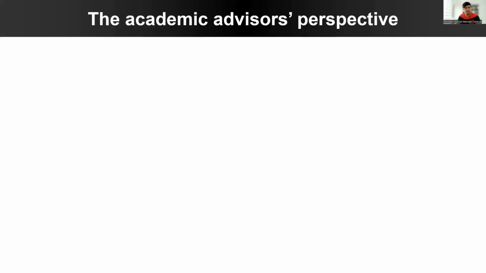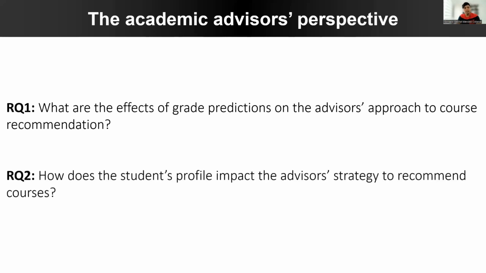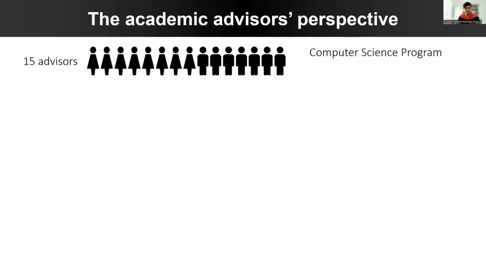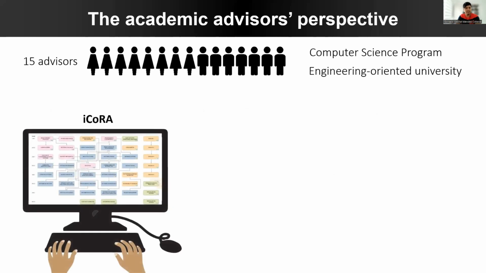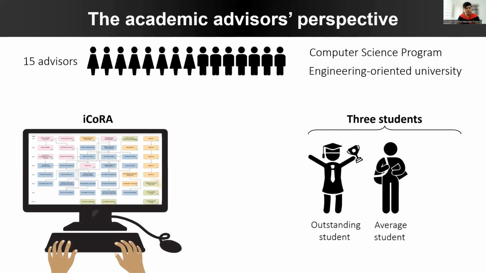In this paper, we seek to investigate the perspective of academic advisors when using ICORA. In particular, we seek to answer what the effects of grade predictions are on the advisor's approach to course recommendation, and how the student profile impacts the advisor's strategy to recommend courses. To answer these questions, we invited 15 academic advisors from a computer science program in an engineering-oriented university. The advisors used ICORA to recommend a set of courses to 3 different students: one outstanding student, one average performing student, and one struggling student.